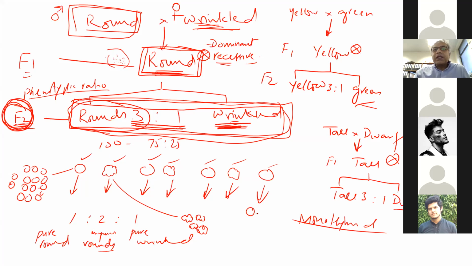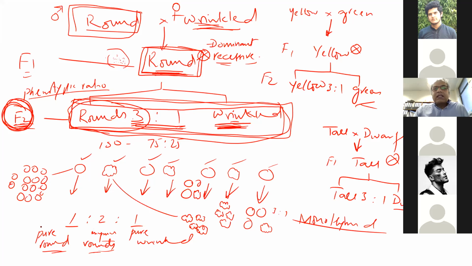This round produces 3:1, 3 rounds, 1 wrinkle. This wrinkle always produces wrinkle. No rounds. But this round may produce a mix, and when he counted all of them, he said, okay, there is a ratio of 1 pure round, 2 impure rounds, and 1 pure wrinkle. It means the 3 phenotypic rounds which we see here, one of them is pure round and 2 will be impure rounds.